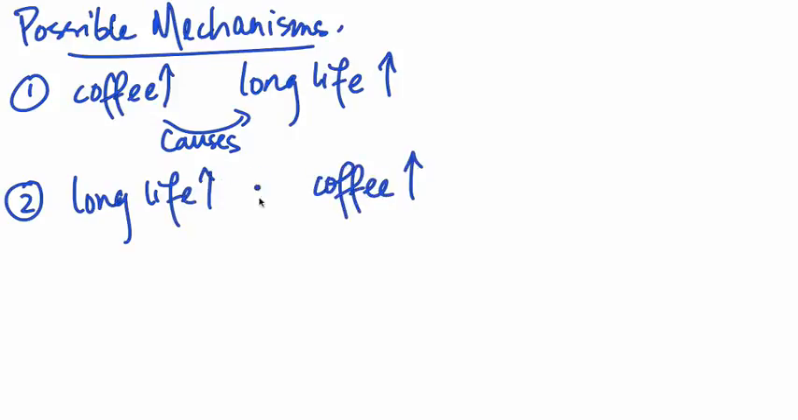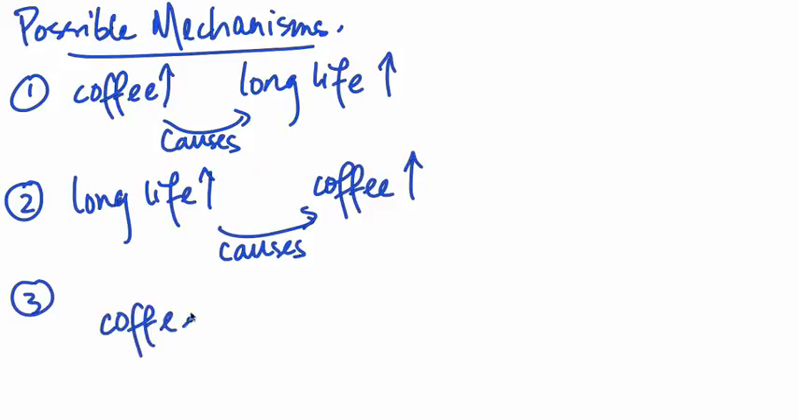This is known as reverse causation. In our coffee study, maybe people with chronic health conditions who are more likely to die tend to purposely avoid coffee. It's also possible that the relationship is just coincidence.